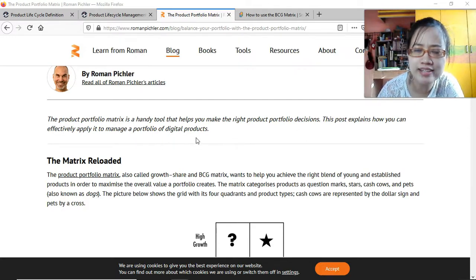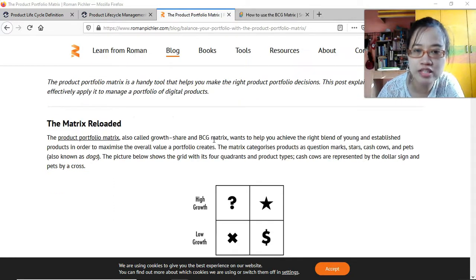So this one is specific for digital products, and then we'll have another later on, which is the traditional, I think, or the original BCG matrix. Okay, it's also the product portfolio matrix.